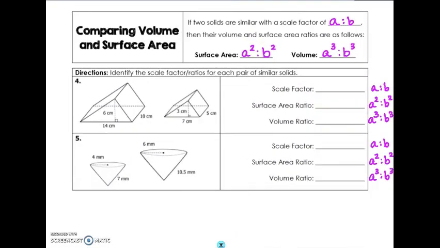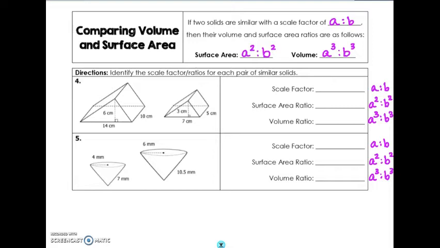Next, we're going to look at comparing volume and surface area. So when we have these similar solids with this certain scale factor of A to B, remember that's A colon B, but we pronounce it and describe it as A to B, then their volume and surface area ratios are as follows. For surface area, we're going to have A squared to B squared. So we're going to be squaring both the A number and the B number. For volume, it's A cubed to B cubed.